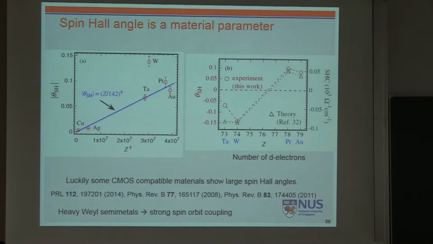Is it always positive? Not really. If you look at one of the columns or rows of the periodic table, depending on how many d electrons are filled, for example, tantalum and tungsten are negative, and platinum and gold are positive. And luckily, some CMOS-compatible materials show a large spin-Hall angle, for example tungsten or some tantalum, and also most of these Weyl and Dirac semimetals have very large spin-orbit coupling. So this is another opportunity we can look into.